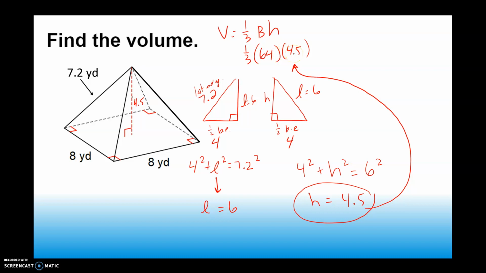64 times 4.5 divided by 3, and that is equal to 96. So careful with these square ones. These square ones do require a little bit more work.